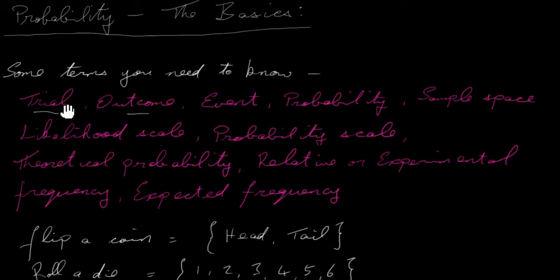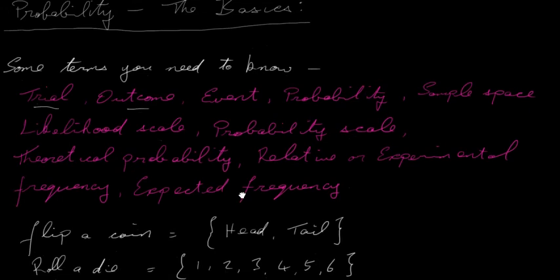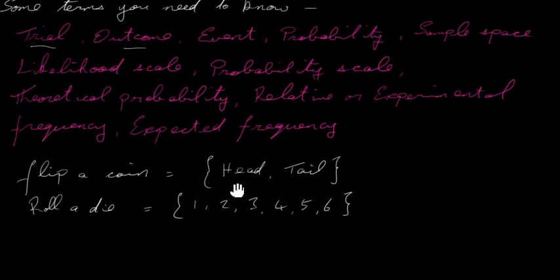First one that I'm going to have a look at here is called a trial, and a trial is just the act of doing an experiment in probability. So for example, if you roll a die, that's just a trial. Now an outcome is one of the possible results of a trial. So for example, if you flip a coin, one of the possible results would be a head, another possible result would be a tail. So they're just called outcomes.